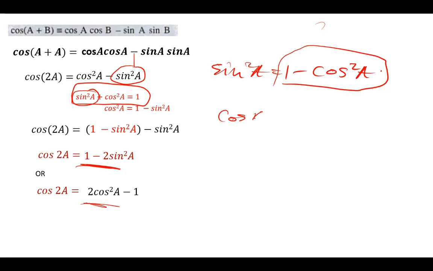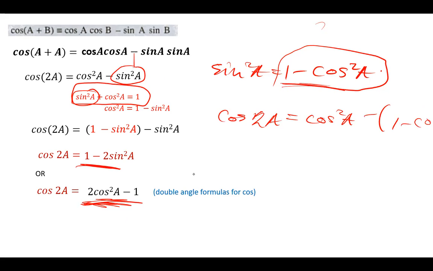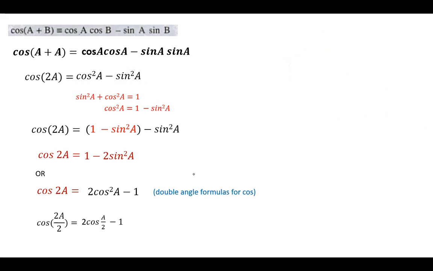Cos 2A is equal to cos squared A, then you say minus, you put this 1 minus cos squared A. And then you simplify it to bring you to something like this. This is what you're going to get. So these are called double angle formulas for cos.